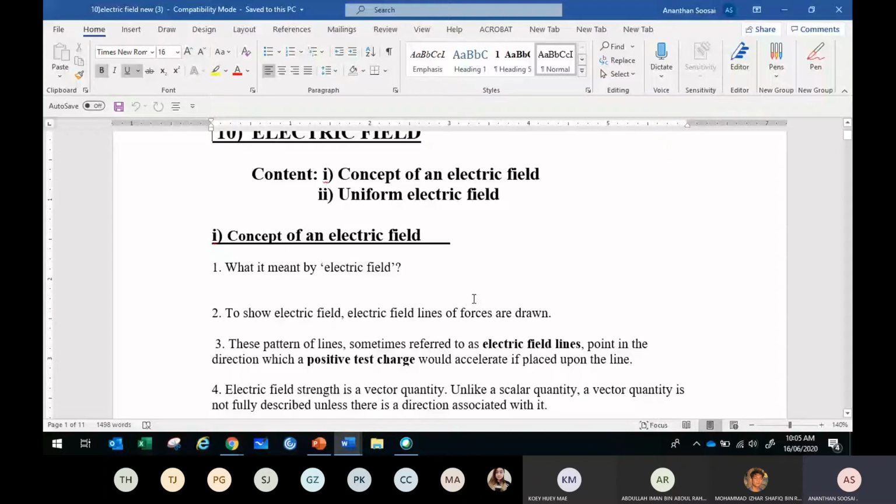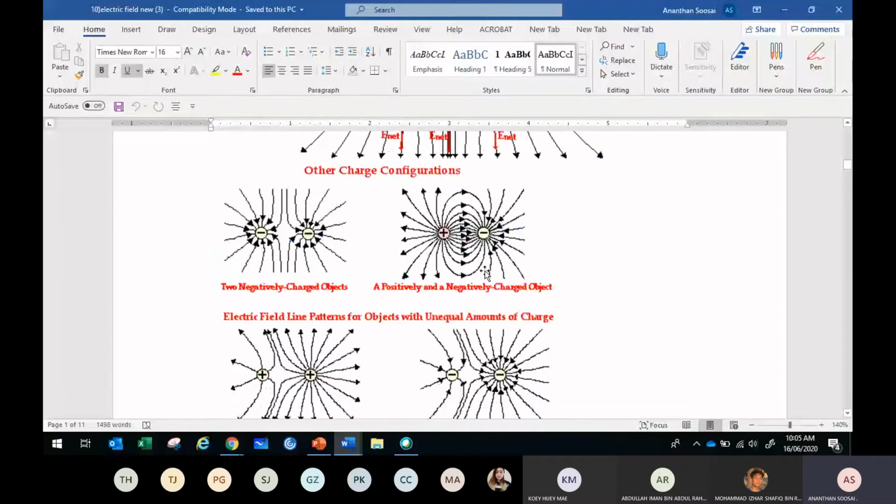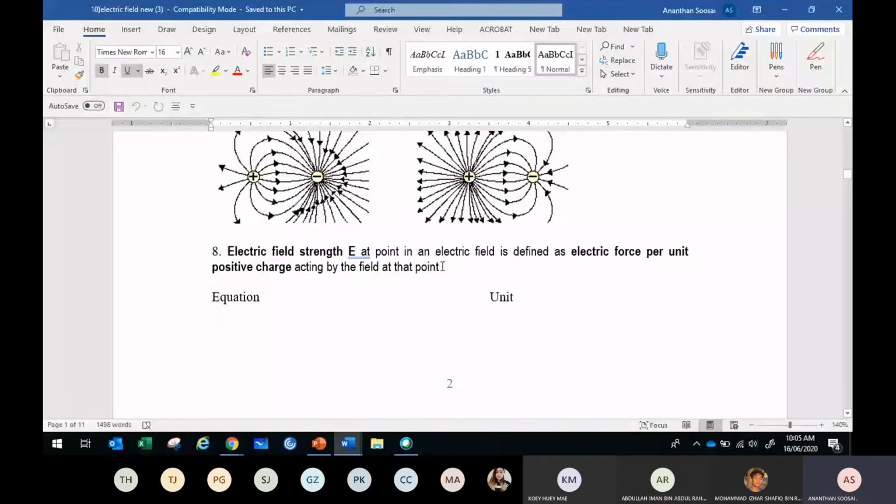A region where a charged particle experiences force. Okay, then don't get confused with electric field and electric field strength. Then, what is electric field strength? So, electric field strength is defined as electric force per unit positive charge. Force per unit positive charge acting by the field at that point.